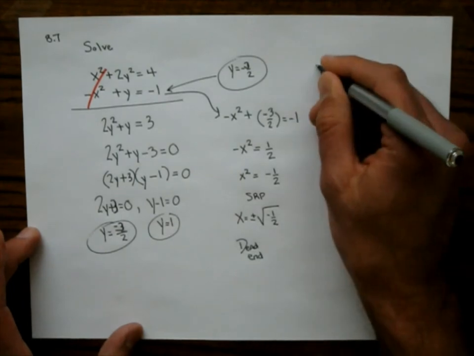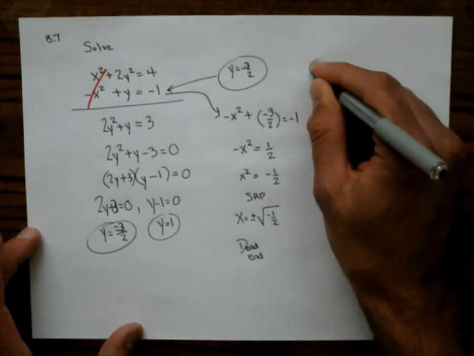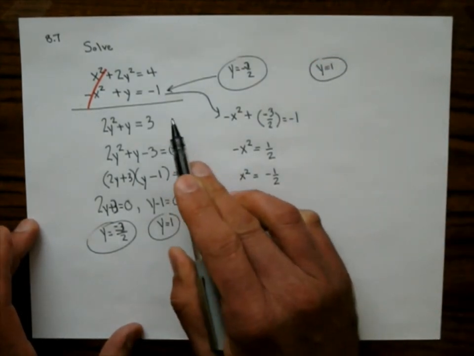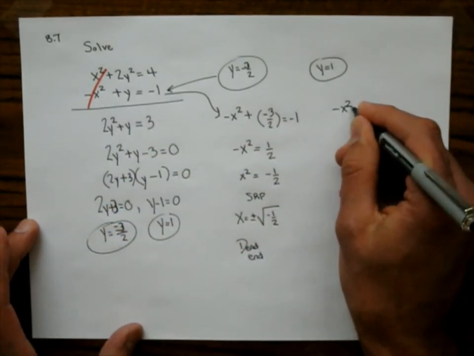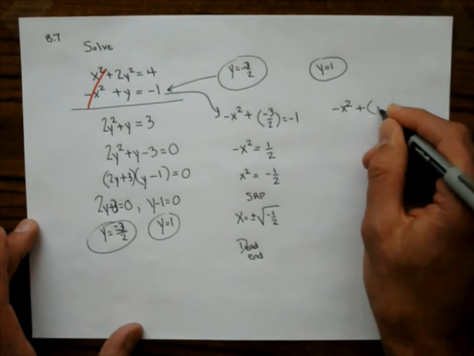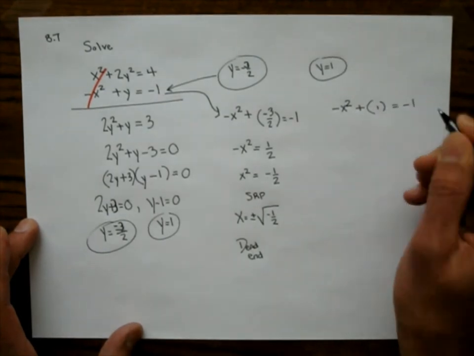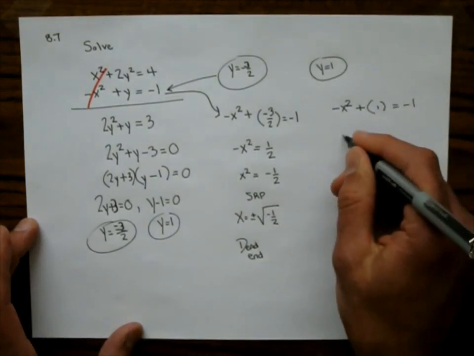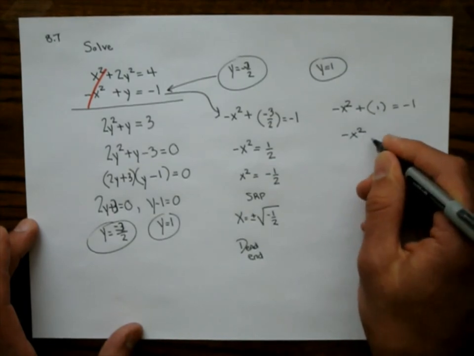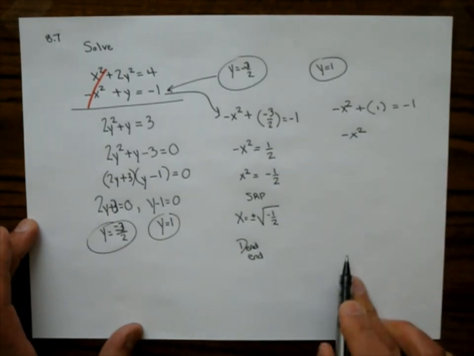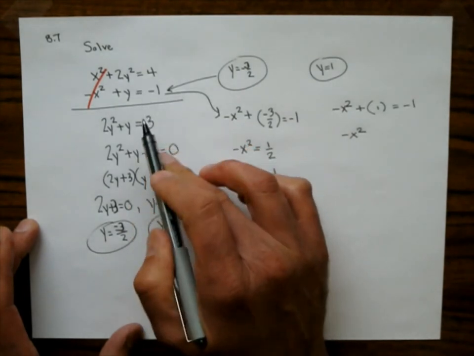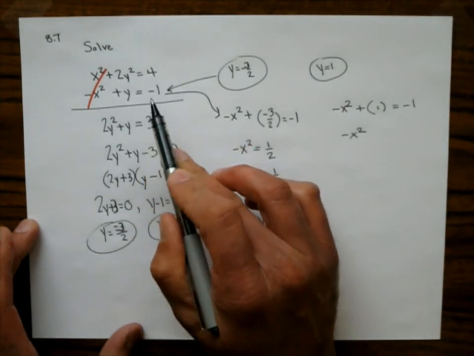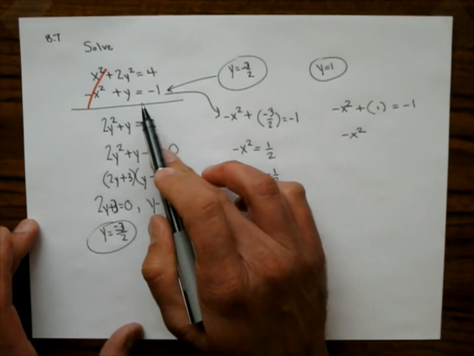Okay, let's try y equals 1. I'm going to plug that into the same equation. Negative x squared plus 1 equals negative 1. So this is negative x squared. Well, if I end up getting another dead end, then the answer is no solution, and those two nonlinear graphs do not intersect at any points.